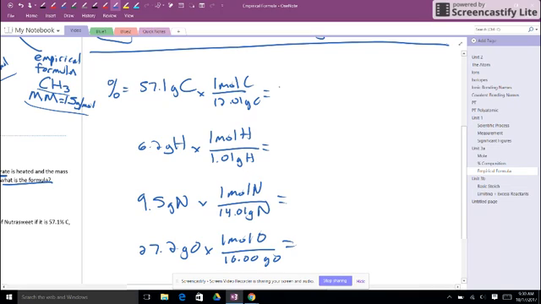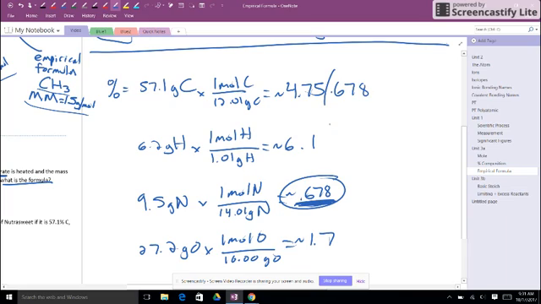Okay, so for the carbon, we end up with about 4.75. For the hydrogen, we end up with about 6.1. For the nitrogen, about 0.678. And for the oxygen, about 1.7. Now, I think a common mistake, a misconception, is that we look at these as our ratios, but we always need to divide by the least value. So make sure to do something to identify that. Maybe you always circle one of these to get in the habit of that. So 0.678 is the least value here, so let's divide all of these by 0.678.